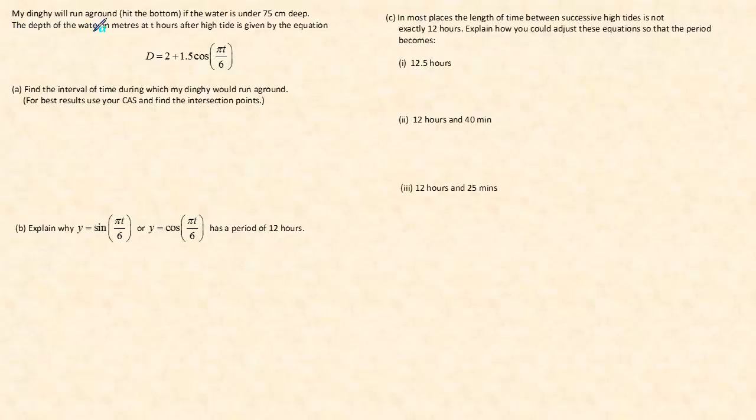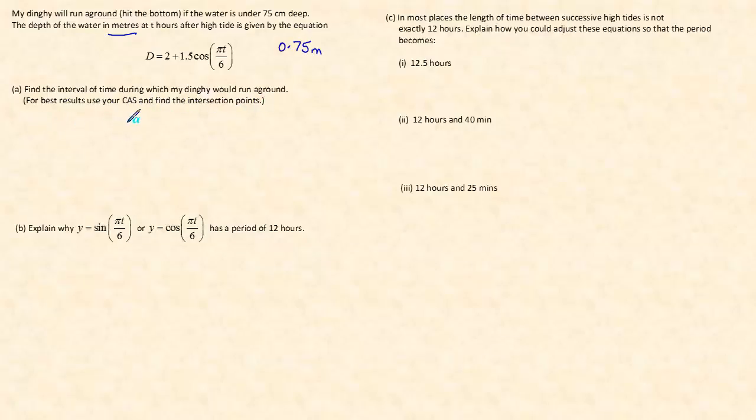My dinghy will run aground, i.e. hit the bottom, if the water is under 75 centimeters deep. The depth of the water in meters at t hours after high tide is given by this equation here. Since we're working in meters, the 75 centimeters we should make into 0.75 meters. Find the interval of time during which my dinghy would run aground.